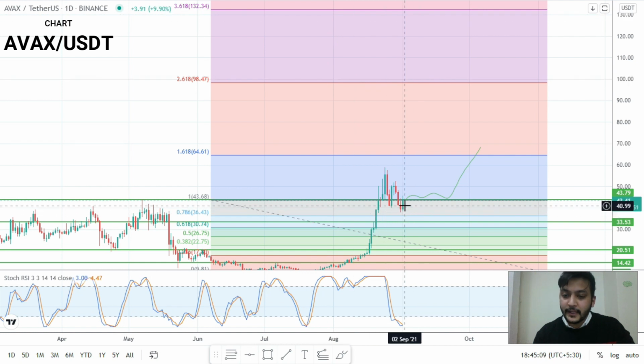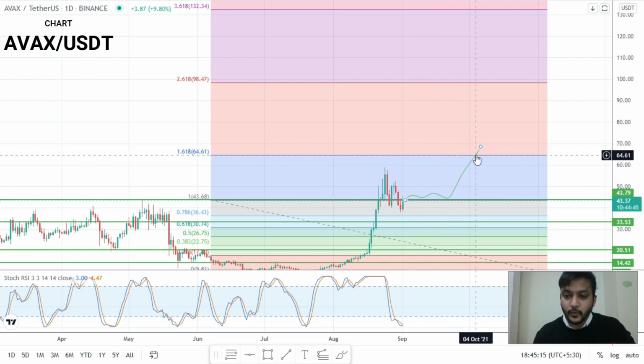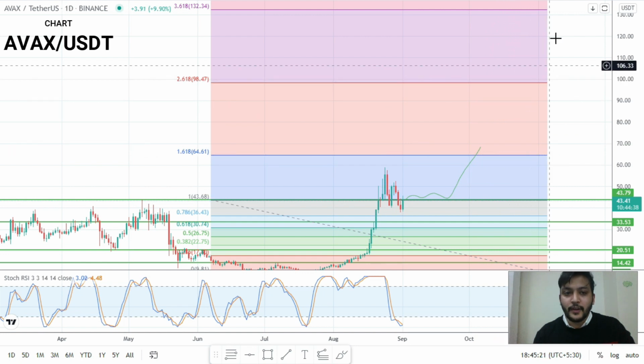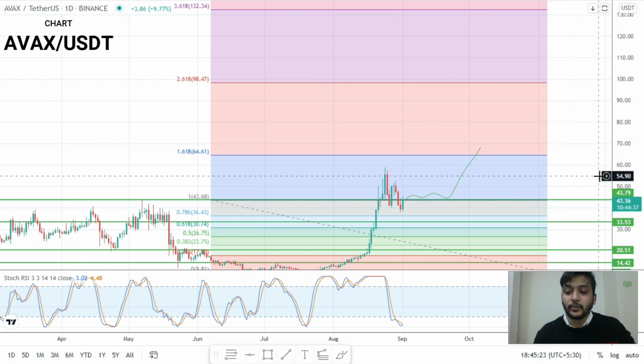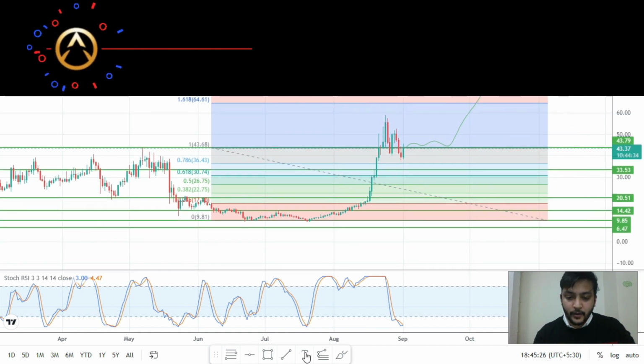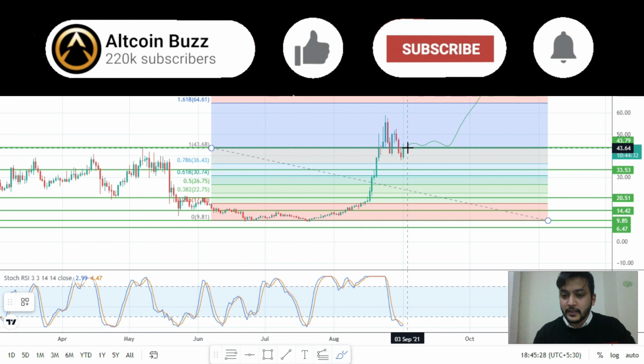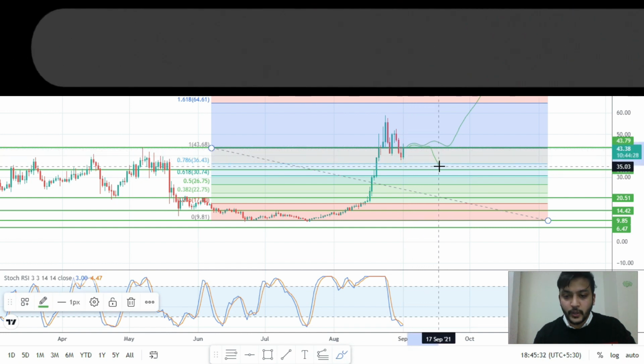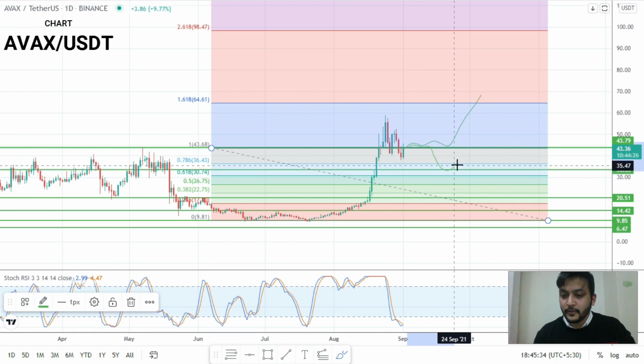For that, it needs to reclaim the $44 region, and if it can stay above the $44 region for a while, we can start seeing a move towards $64. It could accumulate here for a while, followed by a move towards $98, accumulate there for a while, and a final move towards $132. And in the second scenario, what could happen is this support cannot hold, it breaks, and we see a move down towards the previously formed resistance, which was at around the $33 region.